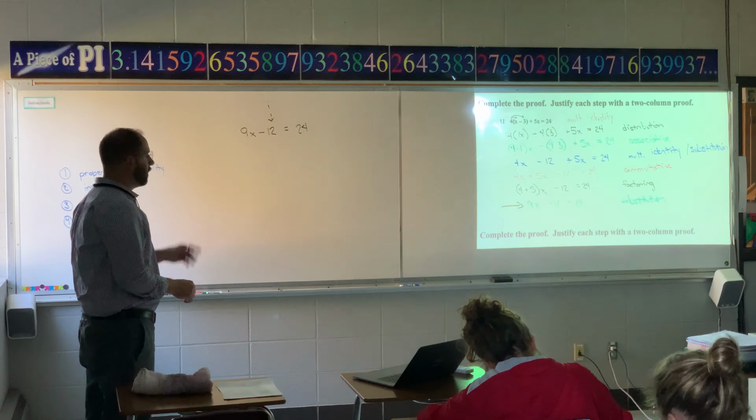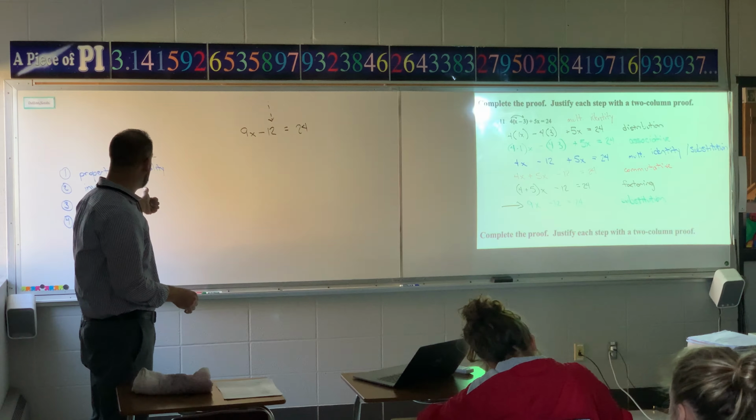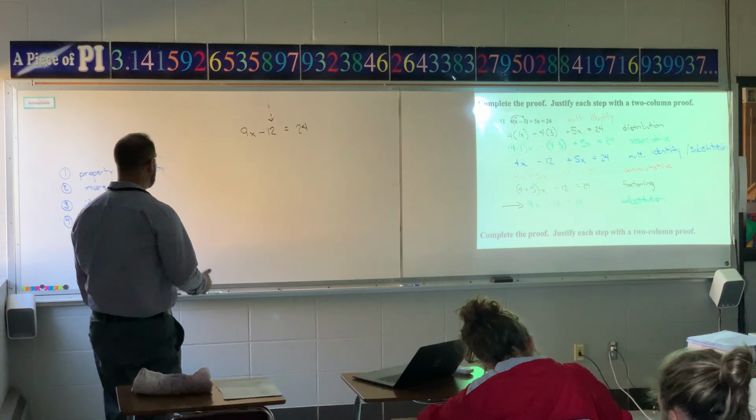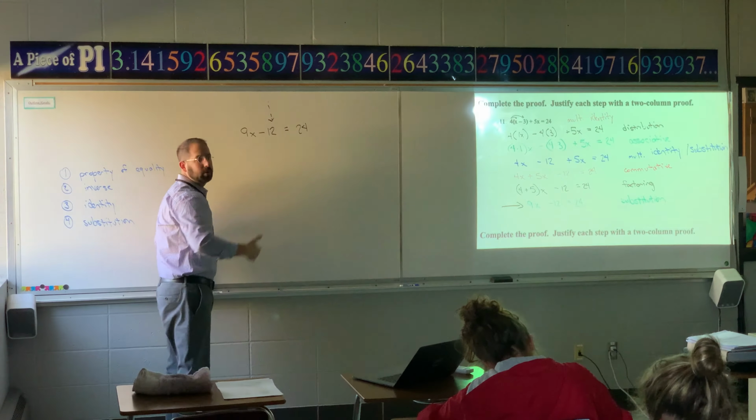All right, I'm gonna leave those right there for right now. These are my order, how I'm gonna get rid of the 12. So on the 12, this is what you'd have to do first. I'd have to add 12 to both sides.